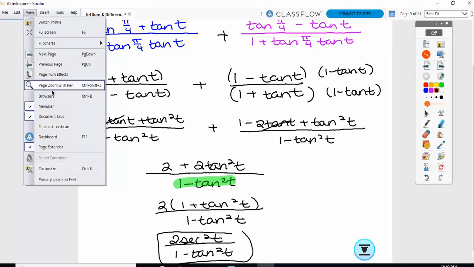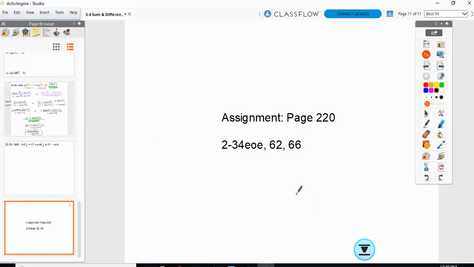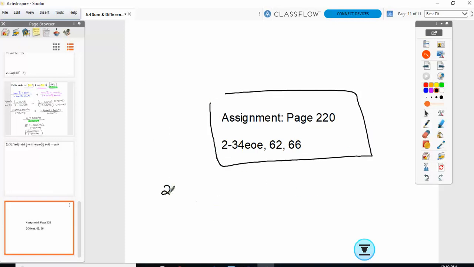So I want to give you guys time to work and maybe get this done so you don't have to worry about it over the weekend. So your assignment, 2 through 34, every other even. So it's like 2, 6, 10. Seems like some of us still get off on those.